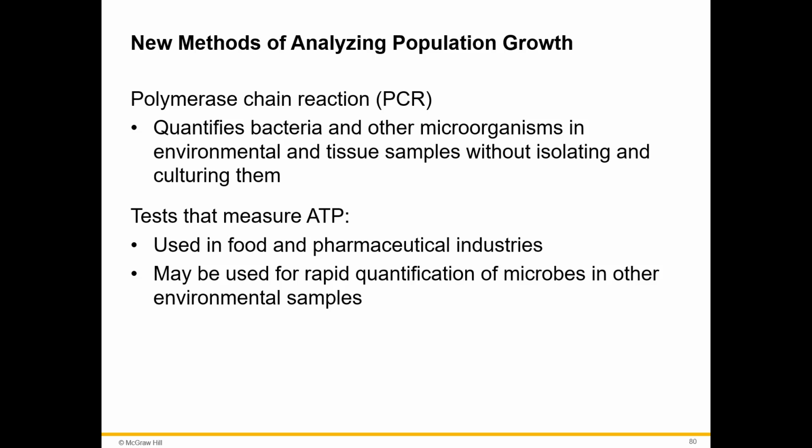New methods for analyzing population growth include polymerase chain reaction. We can do a quantitative polymerase chain reaction that can quantify bacteria and other microorganisms in the environment without isolating them or culturing them. We look for their pieces of DNA and we count how many pieces of DNA are produced, and then we can use certain calculations to determine their concentration in the environment. We can also test for ATP. So this is used in food and pharmaceutical industries and may be used for rapid quantification of microbes in other environmental samples. But we have developed tests that measure ATP concentrations.